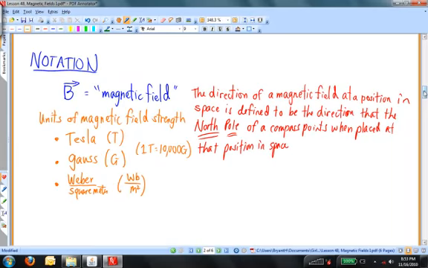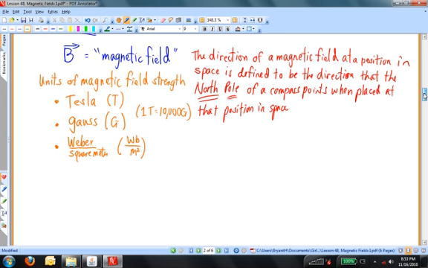Now, what about important equations? Ultimately, we want to be able to work with numbers. We're going to introduce one equation here, and we're going to see that it's going to keep us busy for quite a while. It is called the Lorentz force on a moving charge in a magnetic field.